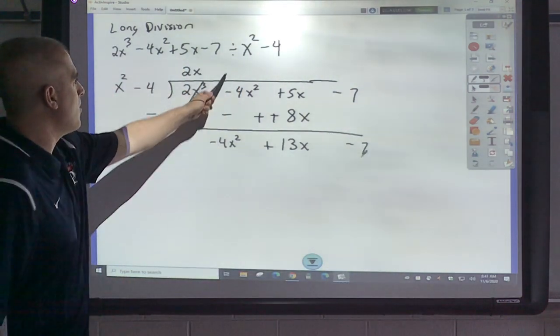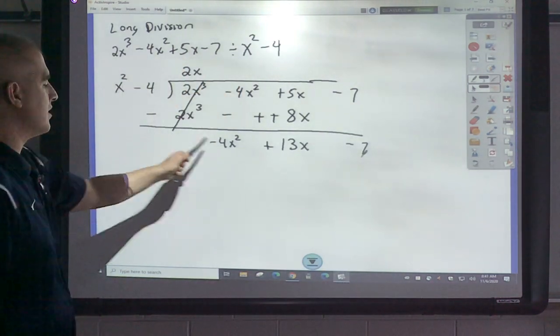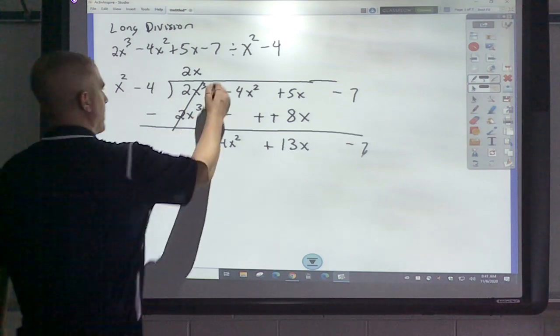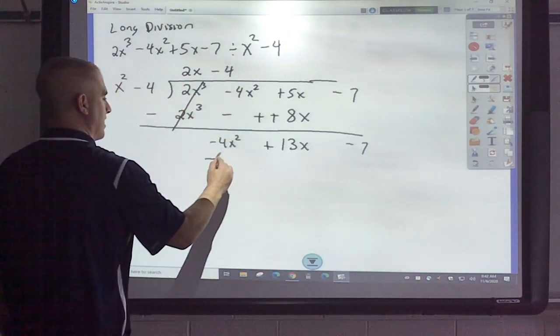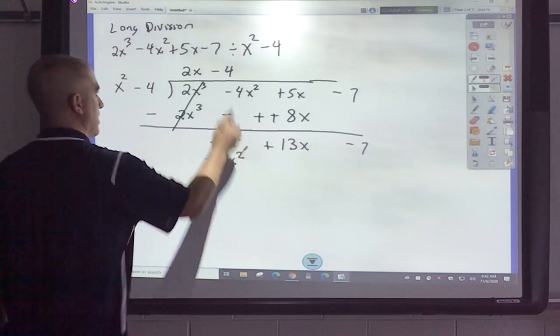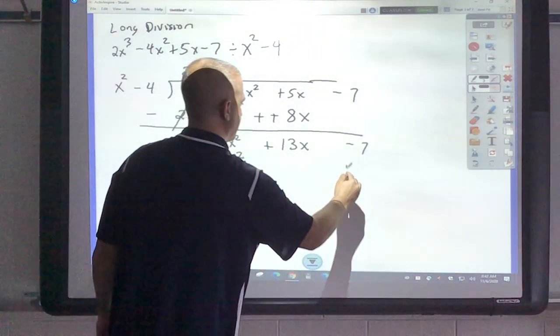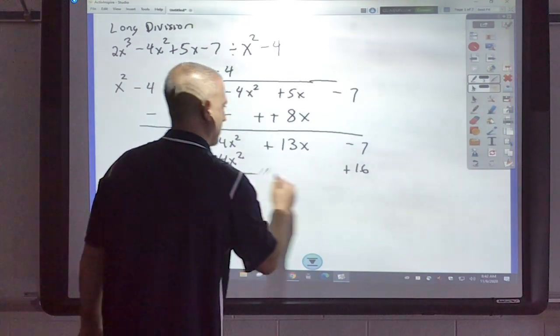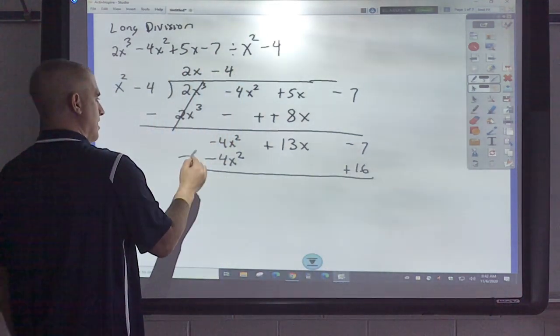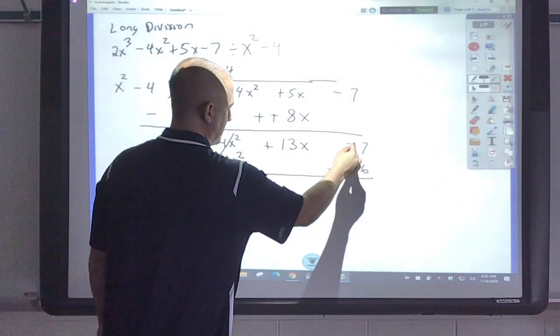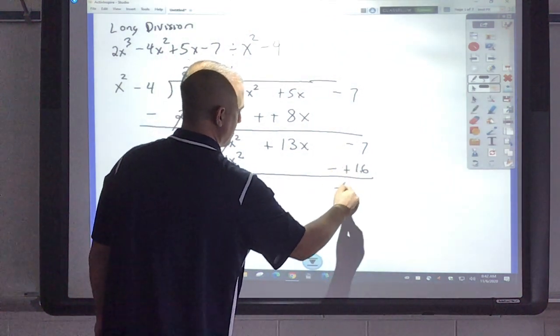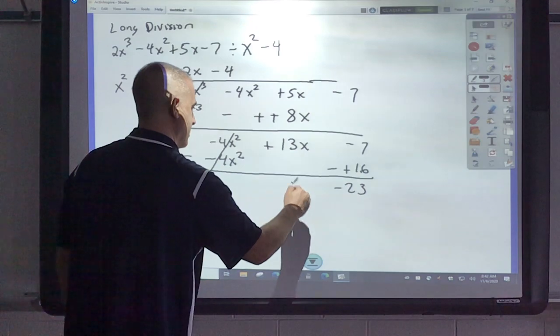So then I want what term times x squared would give me negative 4x squared. That's just going to be negative 4. Negative 4 times that would be negative 4x squared. Negative 4 times negative 4 would be positive 16. You just got to stay organized with your columns. This would basically cancel out. I'm subtracting here. Negative 7 minus that would be negative 23, and then this comes down.